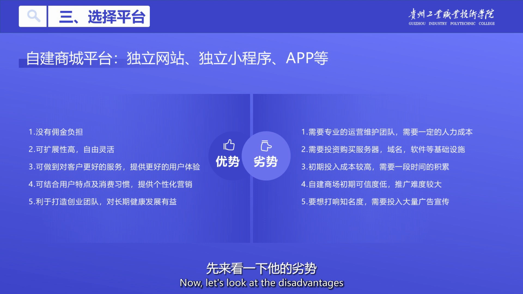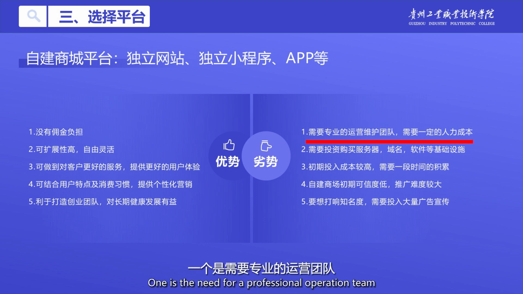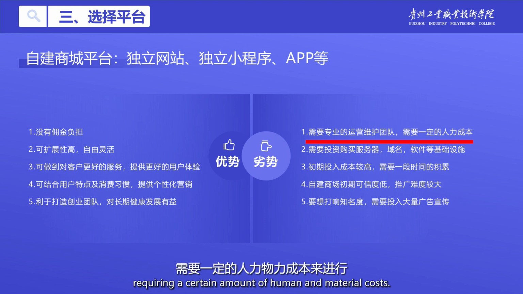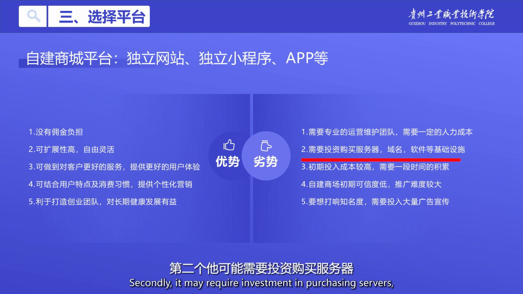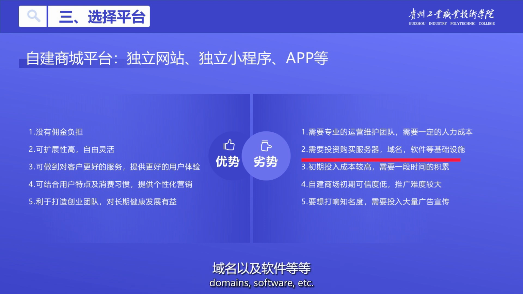Now, let's look at the disadvantages, mainly reflected in several aspects. One is the need for a professional operation team, requiring a certain amount of human and material costs. So, building this platform, its construction, operation, and management all require relevant personnel, meaning the cost of manpower is relatively high. Secondly, it may require investment in purchasing servers, domains, software, etc. These are our initial investments. Initial investment costs are relatively high and require a certain time to accumulate.